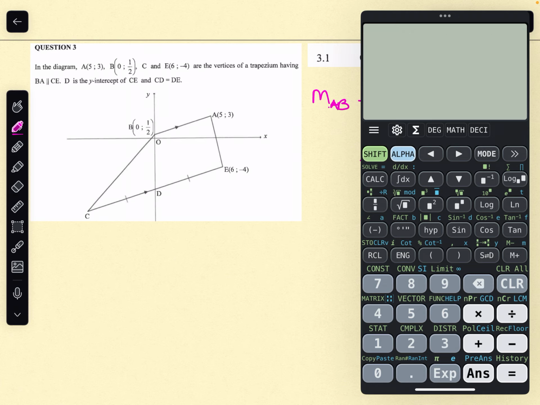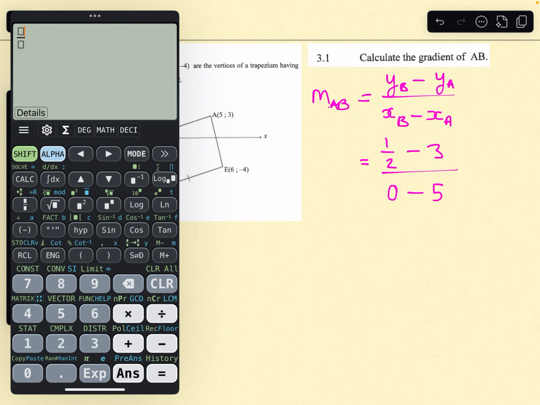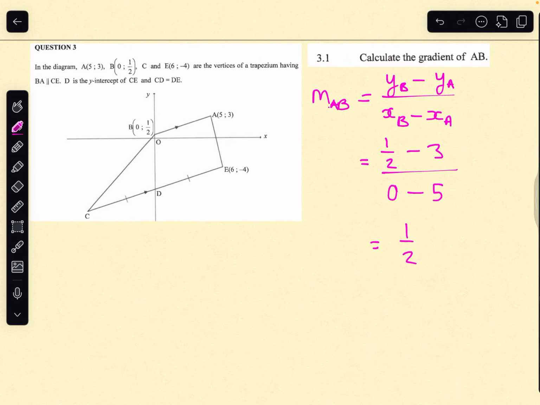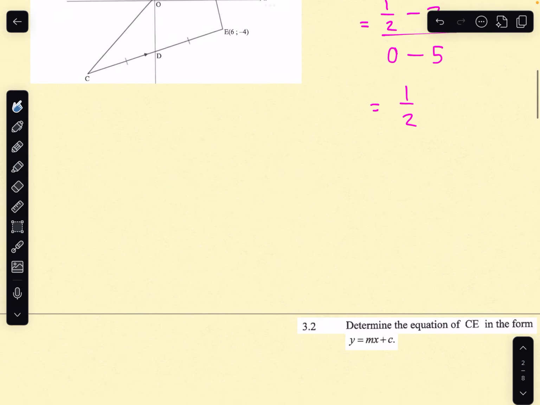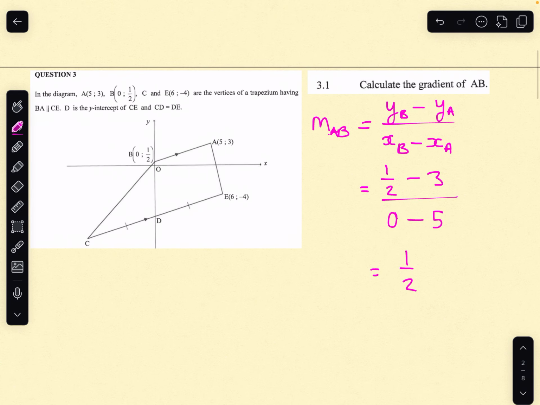I'm definitely not in the mood to calculate that manually. Okay, and that is a half. Right, and that answer kind of looks right. Positive gradient, the diagram is kind of hinting that yes, our line has a positive gradient, so that kind of makes us feel good. Right, so now I'm just going to fill in this information that we have found out.